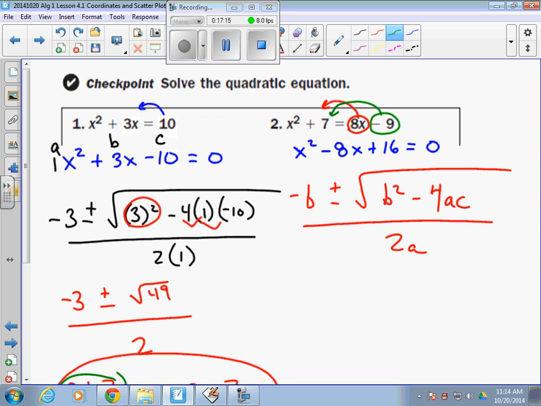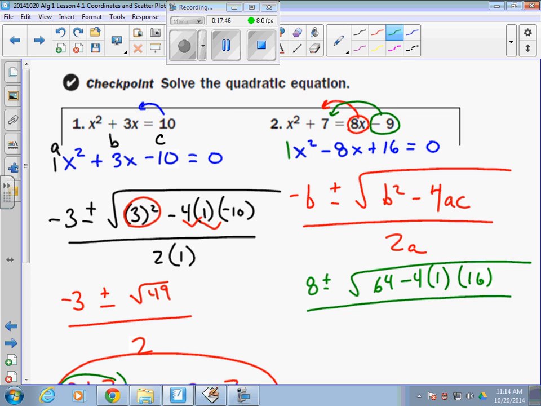Negative b is going to be negative 8. Again, negative negative is positive 8. Plus or minus big long square root symbol. b squared, negative 8 squared. You can go ahead and plug in the value if you want. Negative 8 squared, you know it's negative 8 times negative 8. That's 64. Save yourself a step. Minus 4 times a's value, 1, times c's value, 16. Over 2a, again, times 1.